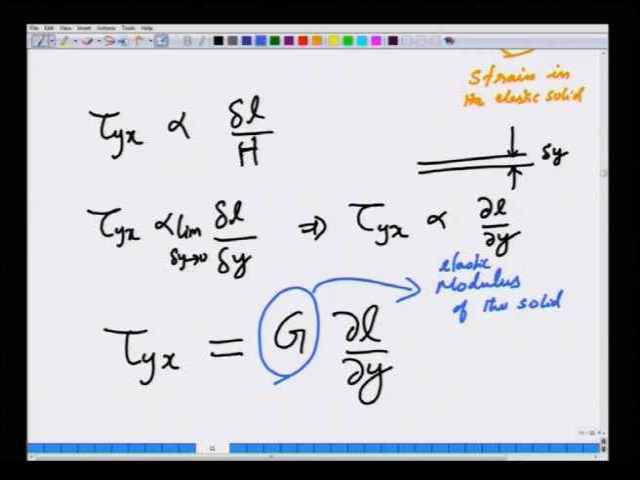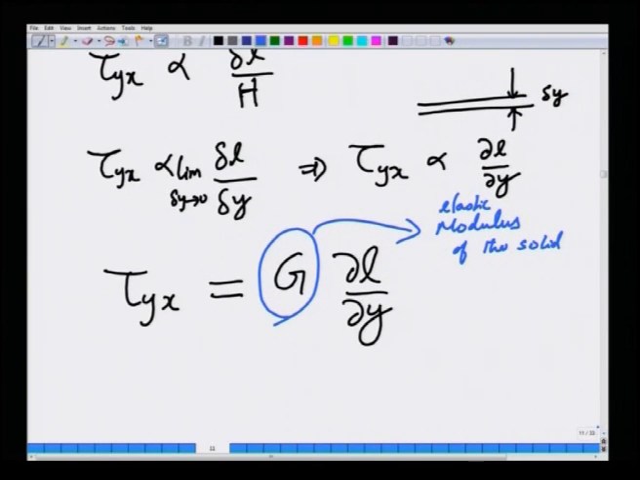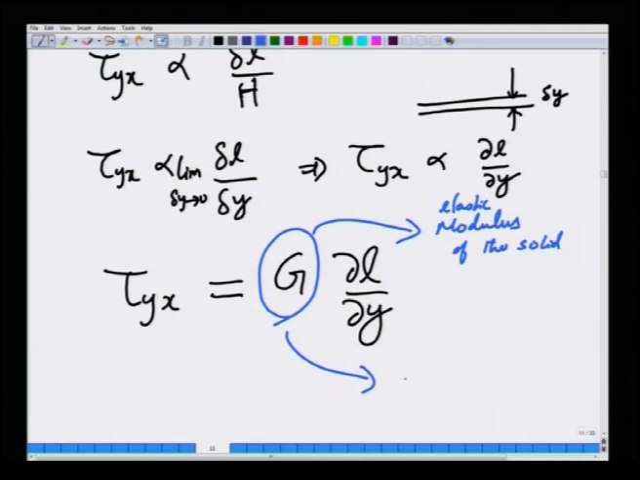So, in a solid experimentally, the stress is directly proportional to the amount of deformation present in the solid, and the constant of proportionality is the elastic modulus. The elastic modulus is very high for materials like steel, while it is lower for materials like rubber. It tells you how hard this material is. So, this is the celebrated Hooke's law of elasticity for elastic solids.